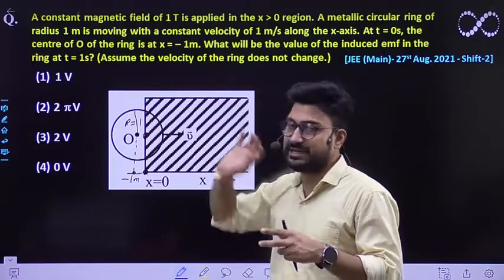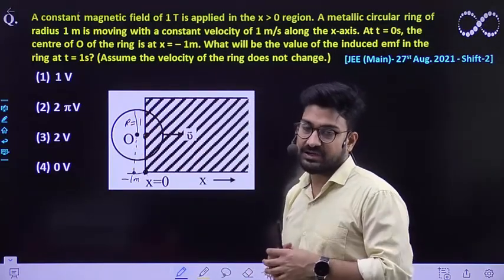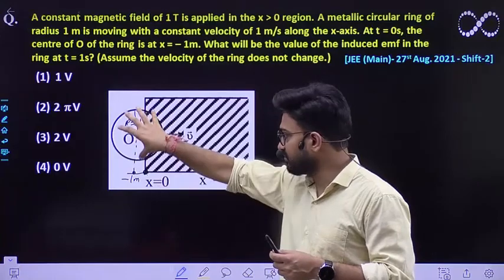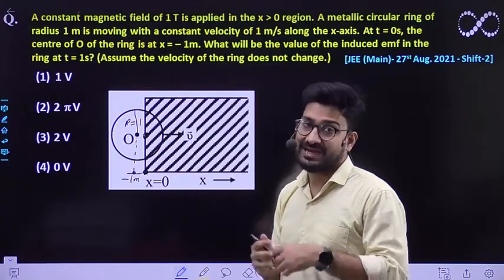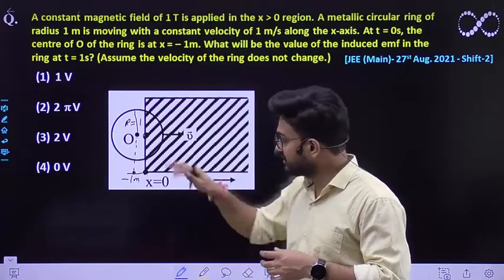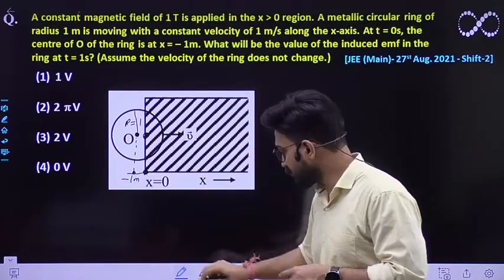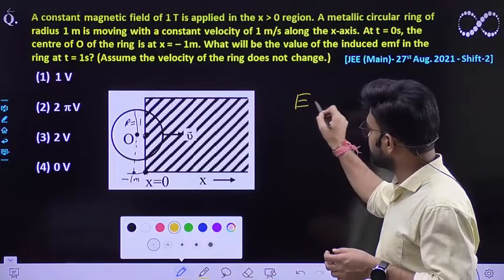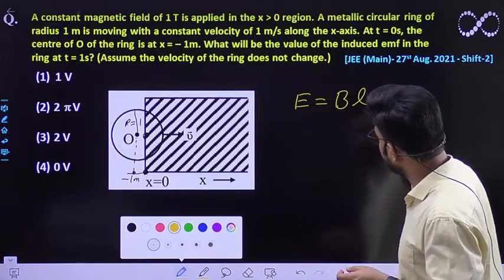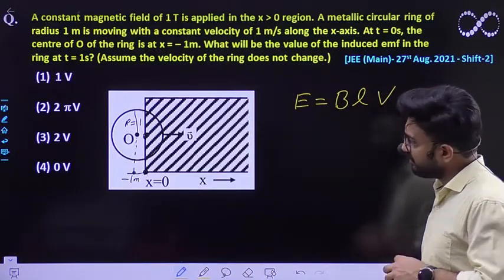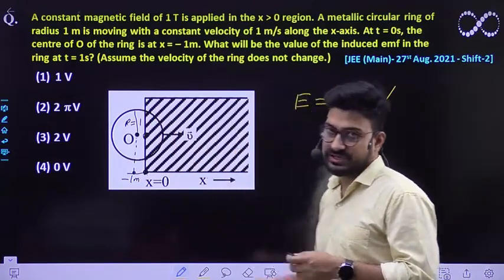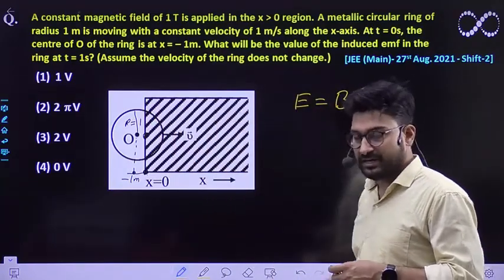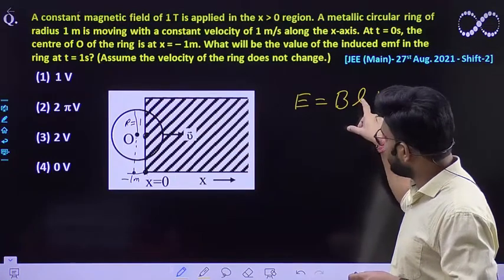So flux is linked to it. Whenever there is a flux linked to it and this flux is constantly changing, you will get an induced EMF, and the expression for induced EMF, which is also called motional EMF, is given by the relationship BLV. V is the constant speed with which the conductor is moving within the magnetic field, where L is the effective length.